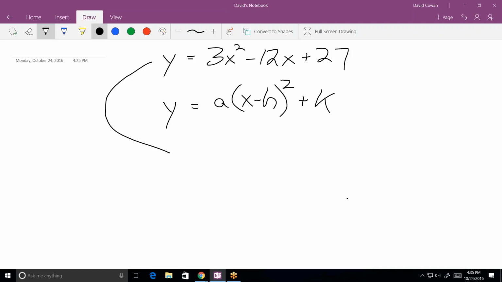The one thing about completing the square, first of all, you always isolate those two terms with parentheses. You cannot complete the square until the coefficient of the x squared is 1. So what do I have to do first?